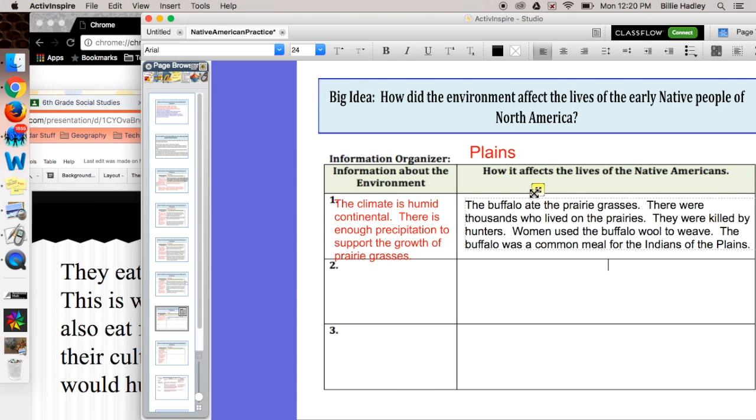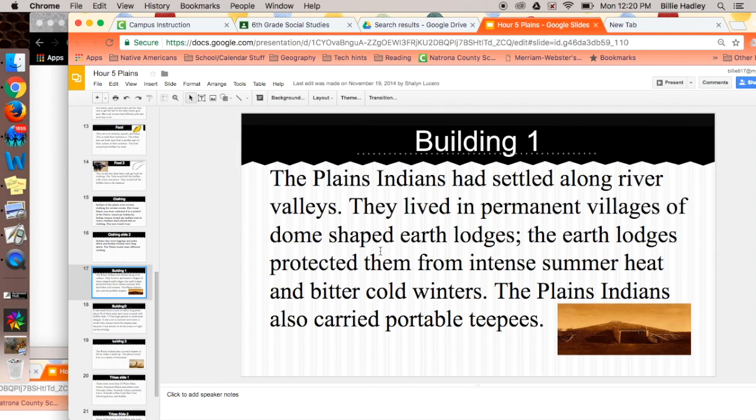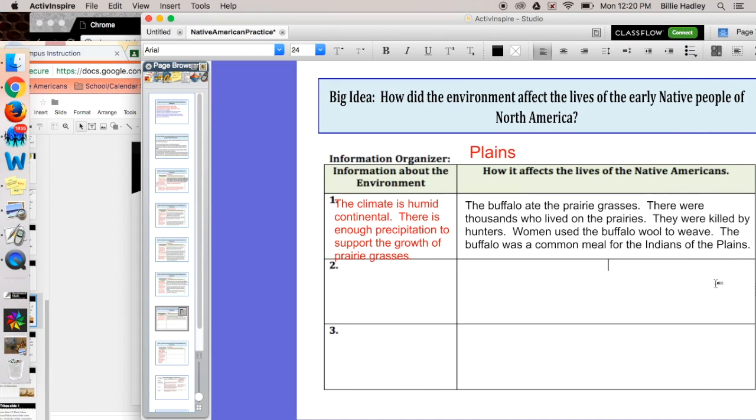Okay, so now I'm going to go on and look for a second topic about environment and then look for the details that support it. So going back, or we could keep the same one. Enough precipitation to grow. Actually, I saw their buildings. The earth lodges protected them from intense summer heat and bitter cold winters, which would connect to their climate also. So I'm actually going to use part of the climate information here. Oh, it's not going to let me paste.